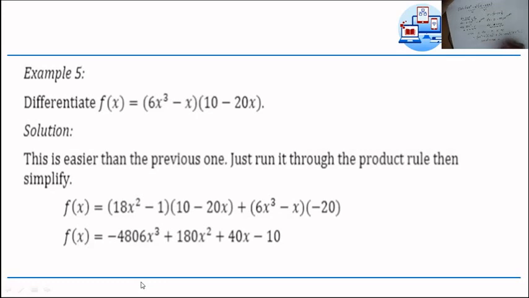Okay? Plus 10 by 18, 180 x squared. Okay? Minus 10 by 1 is 10 minus 20 by 18, 360 x cubed, 20x by 1. So we have plus 20x. Okay? So collecting like terms, we have negative 120 plus negative 360, we have negative 480 x cubed plus 180 x squared, 20 plus 20, so plus 40x minus 10. So that is our answer.